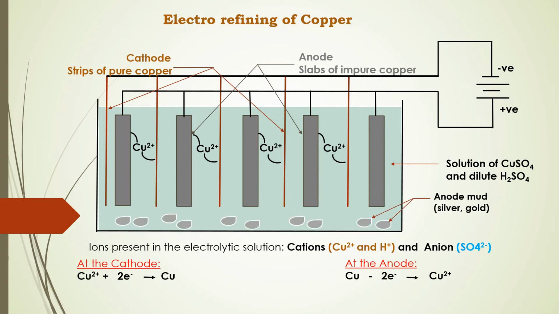Now the impurities which also come out from the anode all settle down at the bottom of the electrolytic vessel, and the impurities mainly consist of silver and gold. The impurities which settle at the bottom of the electrolytic vessel are known as anode mud, because they come out from the anode, and they can be removed from the electrolytic vessel.